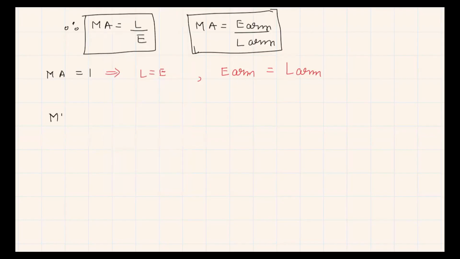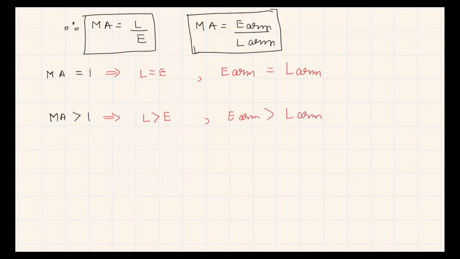MA greater than 1. What will that imply? When can MA be greater than 1, like MA is 2, 3? When will that be possible? If the load is greater than the effort, and the effort arm is greater than the load arm. So MA is load upon effort. That means load has to be greater than effort, and effort arm has to be longer than the load arm.